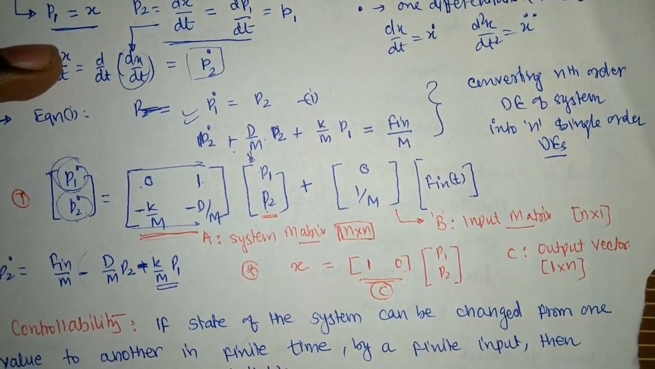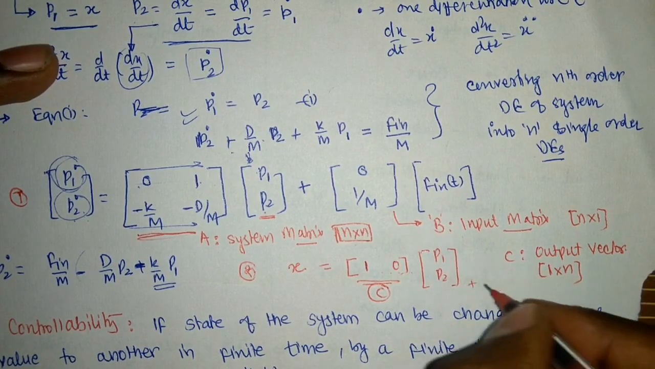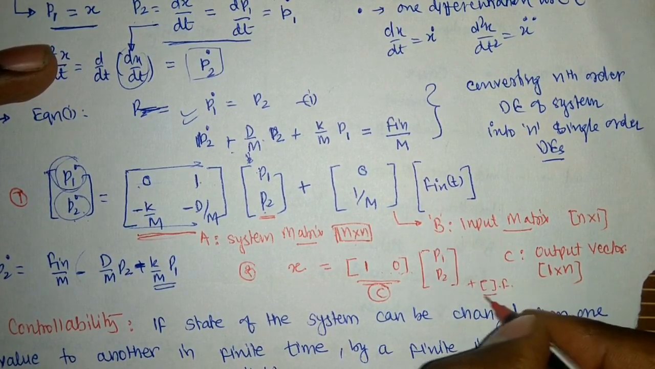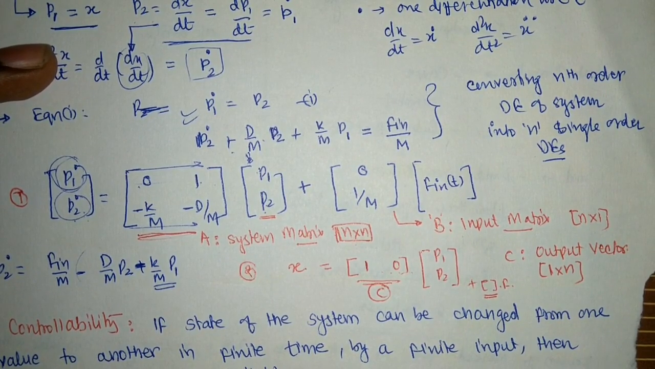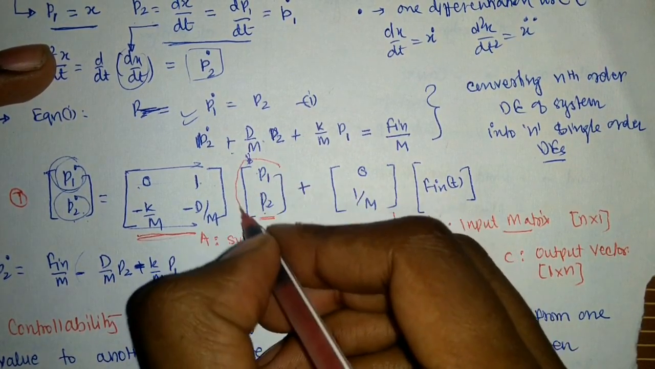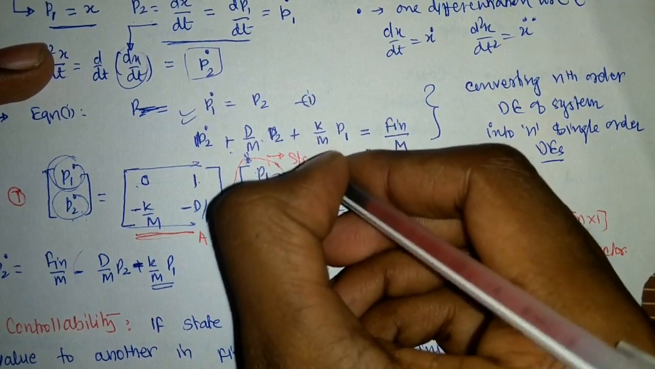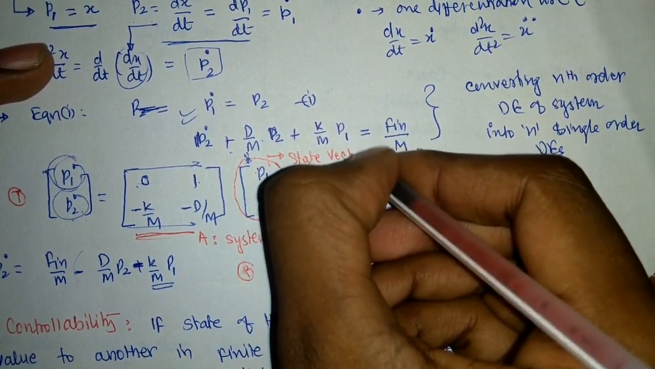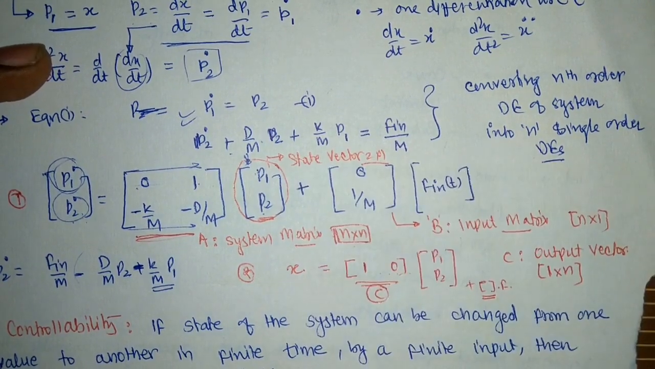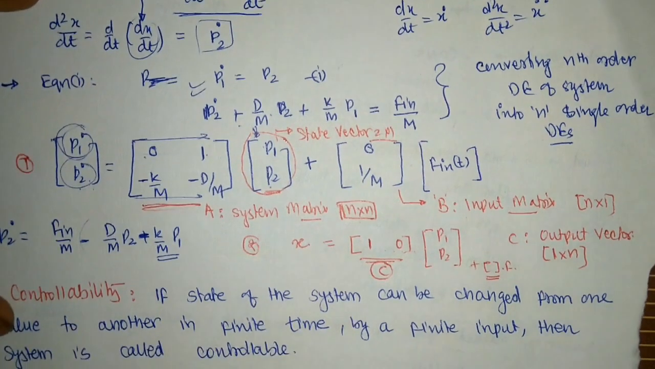We will have a D matrix also, but I'm not going to write that here. That can be written in terms of plus some value into F. So we can have our D matrix here also, but let's not worry about that. And this P1 and P2 is our state vector, a state vector of 2 cross 1. Simple. The state space representation is quite simple. You just have to give it a little bit of attention. Other than that, there is nothing in it.